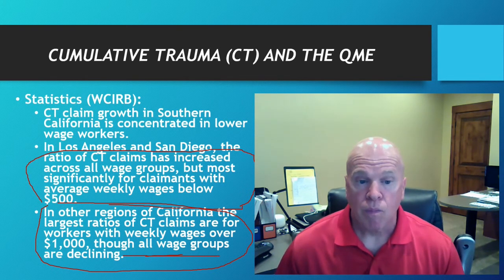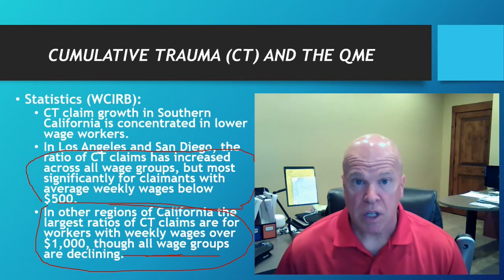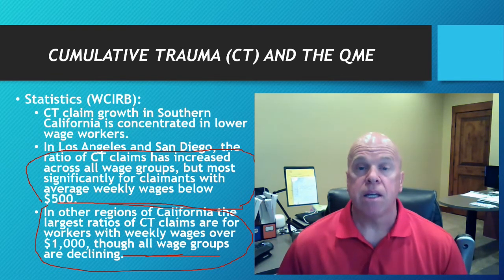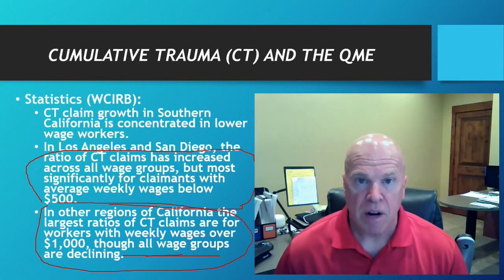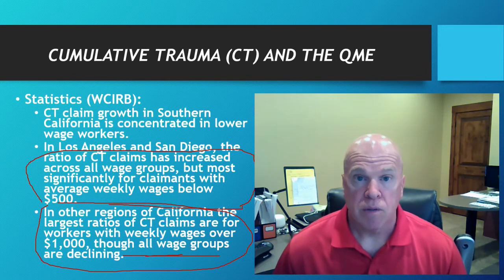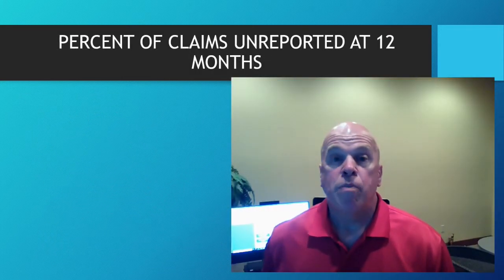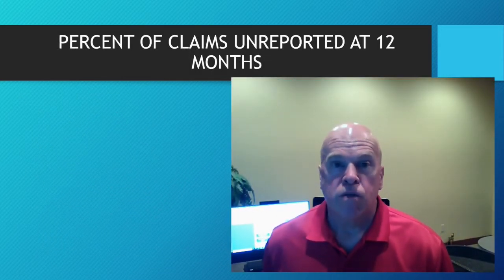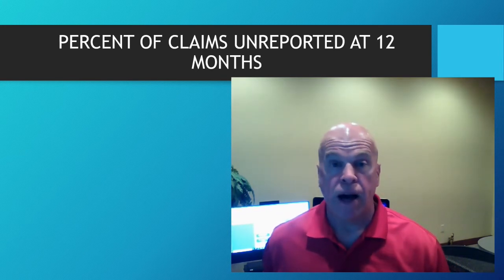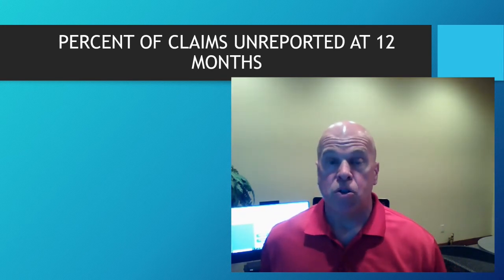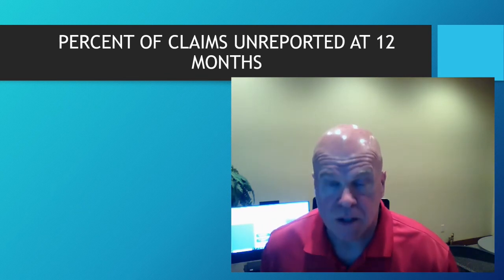Okay? So these statistics give us great insight into the psychology of the examinee that we're going to be seeing in our very next evaluation that involves an allegation of cumulative trauma. So now, as we said, many of these claims for allegations involving cumulative trauma injury can be filed weeks, months, years, even decades after the employment relationship has ended. And California is very, very liberal in this regard.